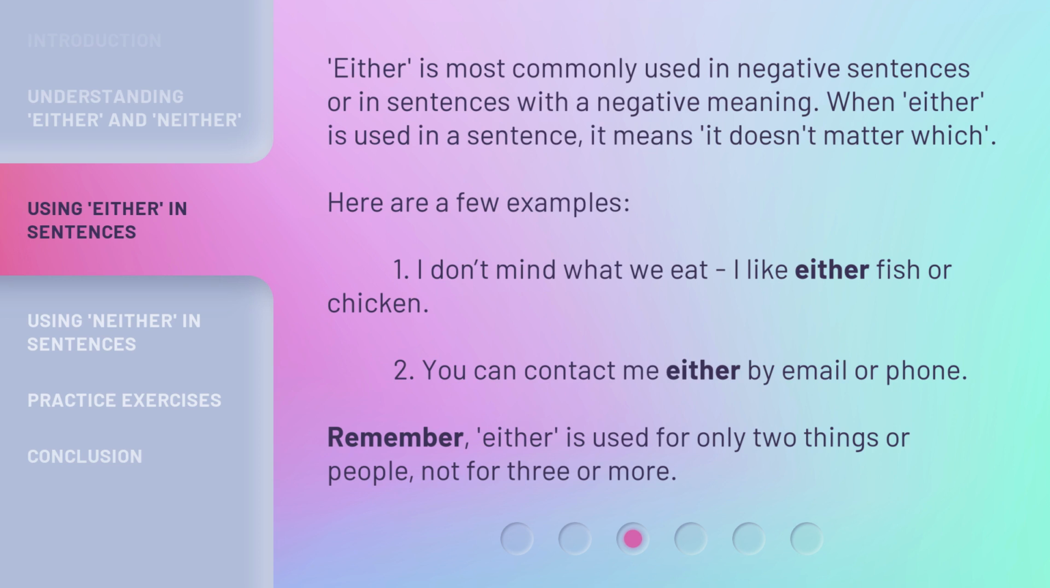Either is most commonly used in negative sentences or in sentences with a negative meaning. When either is used in a sentence, it means it doesn't matter which. Here are a few examples. 1. I don't mind what we eat. I like either fish or chicken. 2. You can contact me either by email or phone. Remember, either is used for only two things or people, not for three or more.